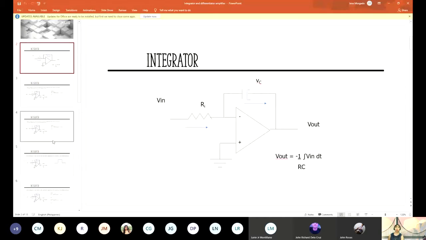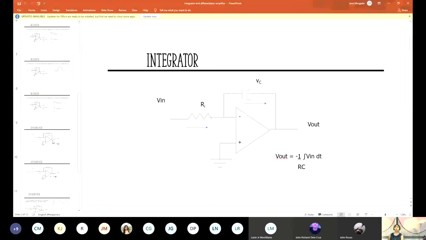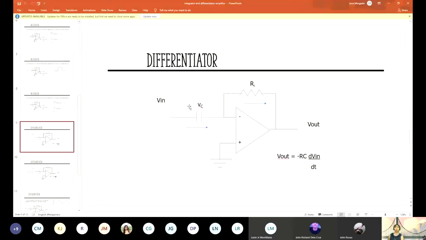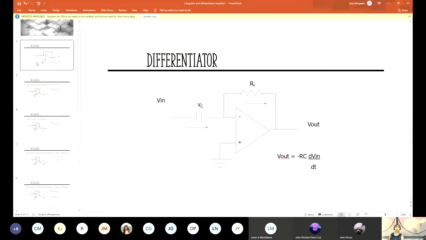Then how about the differentiator? If the capacitor is placed as an input element, we have the capacitor connected at the negative, inverting input, and then we have the resistor as a feedback element. So that would be your differentiator. Let's start with the integrator.